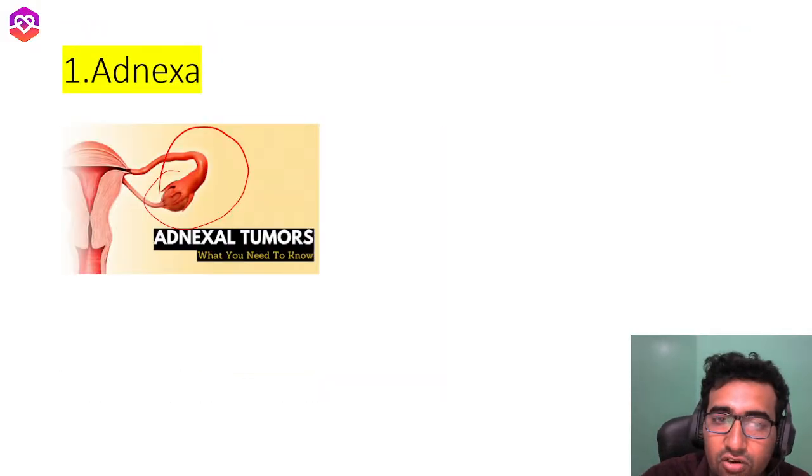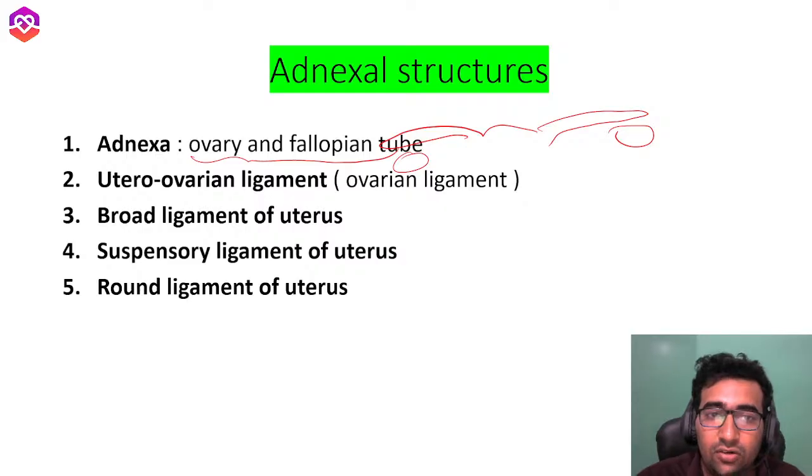The next structure under adnexal structures is the utero-ovarian ligament. What do you mean by utero-ovarian ligament? It means the ligament. Just as bones are connected with ligaments, this kind of structure is also connected with ligaments. It's also called the ovarian ligament. From the uterus to the ovary, there is a ligament. It's known as the utero-ovarian ligament or ovarian ligament. I will show you the ovarian ligament later. The broad ligament is a very broad ligament. I will tell you later.